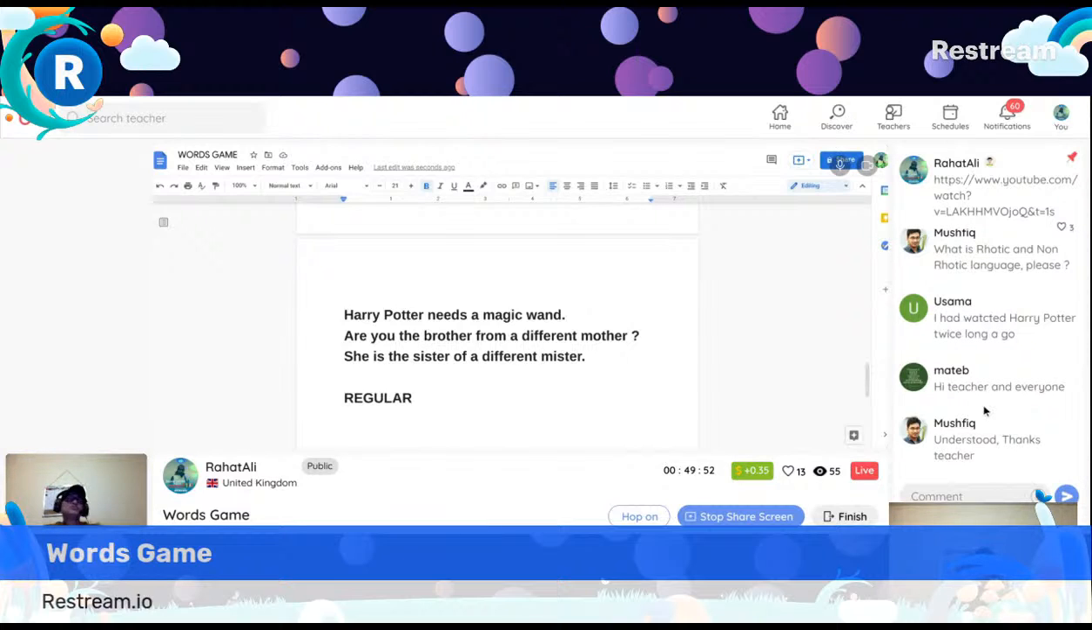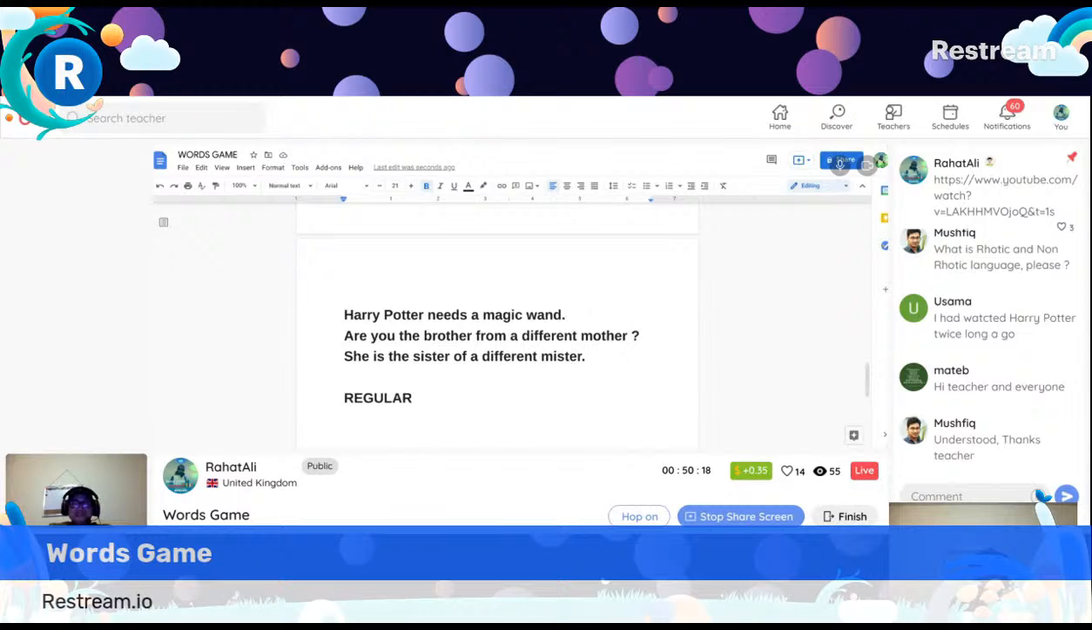So, if you want to pronounce these words in the American Standard accent, it should be: Harry Potter needs a magic wand. Are you the brother from a different mother? Look, that R is pronounced strongly. She's the sister of a different mister. You see? So that's the main difference. Harry Potter needs a magic wand.